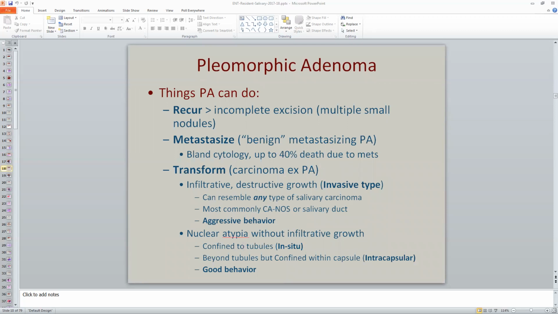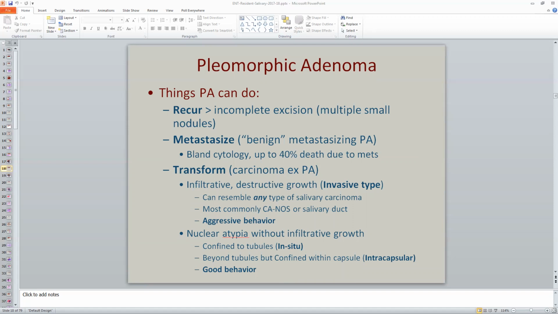But things PAs can do are recur after incomplete excision, and metastasize theoretically, as this so-called benign metastasizing PA, but I don't know if that's really believed out in the world, where the pleomorphic adenoma maintains its low-grade looking morphology, but travels somewhere down in the neck that's outside of the original surgical site. Peter, do you believe in this? Or is this wrong? I mean, well, they look benign, but when they show up in the thigh, they look exactly the same as they do in the original location. Right. So that's where it's a benign metastasizing, but at that point, obviously, it's overtly malignant. Right. So behaviorally, yeah. Exactly.